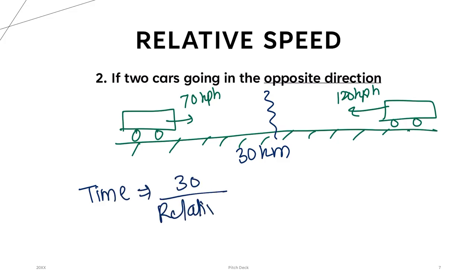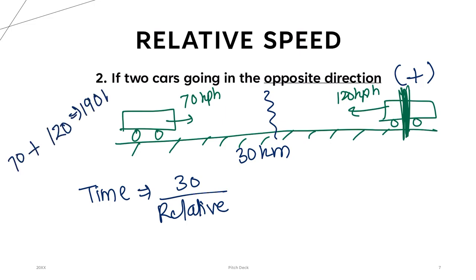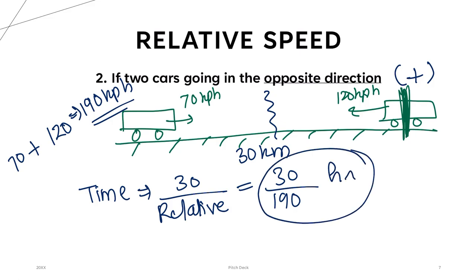So now relative speed, when going in the opposite direction, is plus. Remember, plus. Why? Because what is relative? I assume this train has stopped. Now my relative velocity will be 120 plus 70, that is 190 kilometers per hour. So if the other train is at stop, my speed will be 120 plus 70, that is 190. So 30 by 190 hours is the time taken for the accident to happen. I hope this is clear.